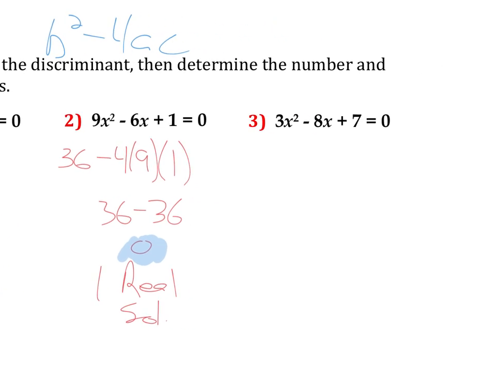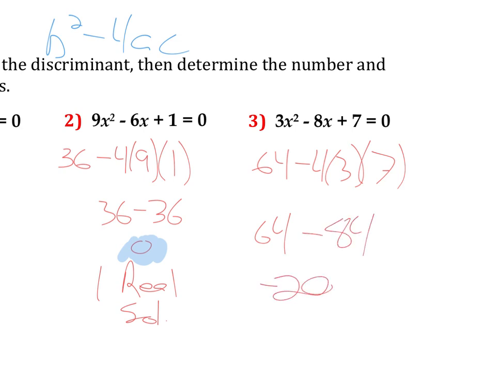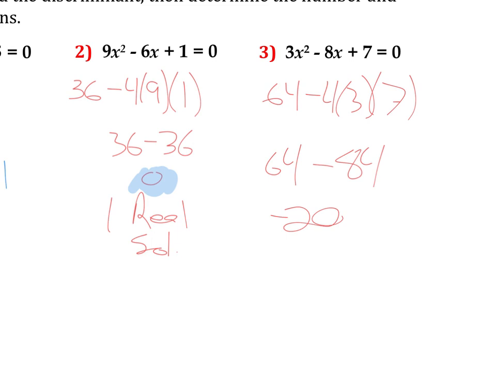Next up, 3x squared minus 8x plus 7. So if I do b squared, that would be 64, minus 4 times a times c. So that'd be 64 minus, let's see, 4 times 3 is 12, times 7 is 84. Or you could do 3 times 7 is 21, times 4 is 84. Doesn't matter. So 64 minus 84, that's going to give me negative 20. Well, negative 20 is negative. So that means there are no real solutions. Instead, we would have 2 imaginary solutions.